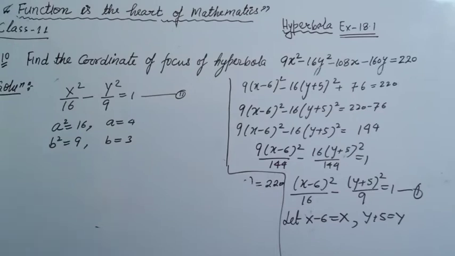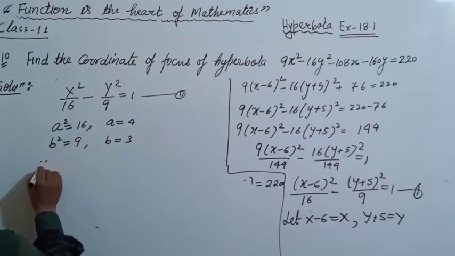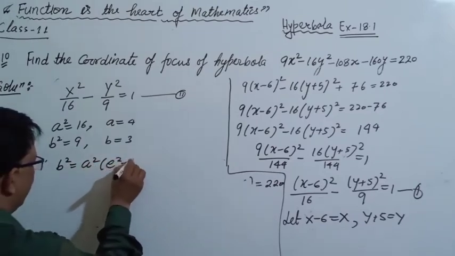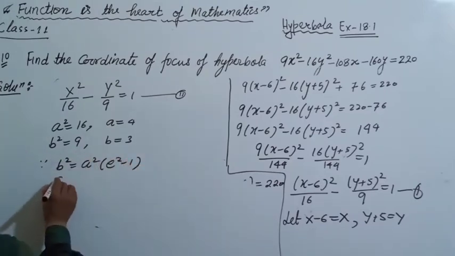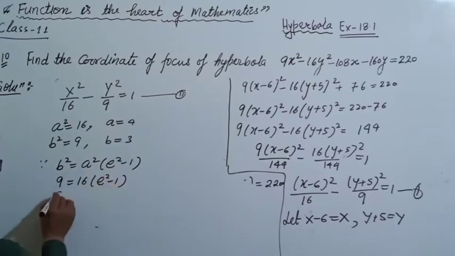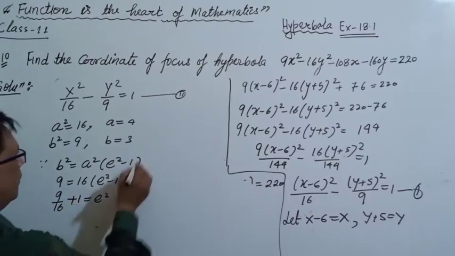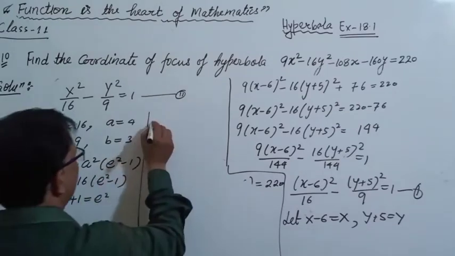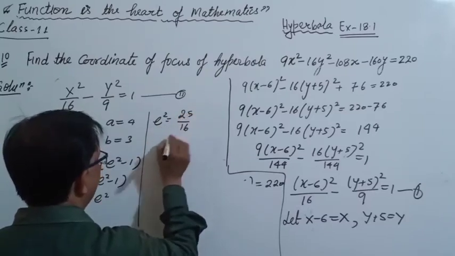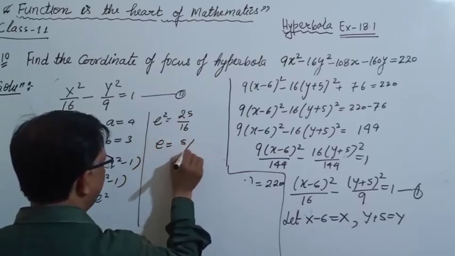Okay, students. Now we find the eccentricity. We apply the formula: we know that b square is equal to a square times (e square minus 1). So 9 is equal to 16 times (e square minus 1), so 9 upon 16 plus 1 is equal to e square. So student, e square is equal to 25 upon 16, and e is equal to 5 by 4.